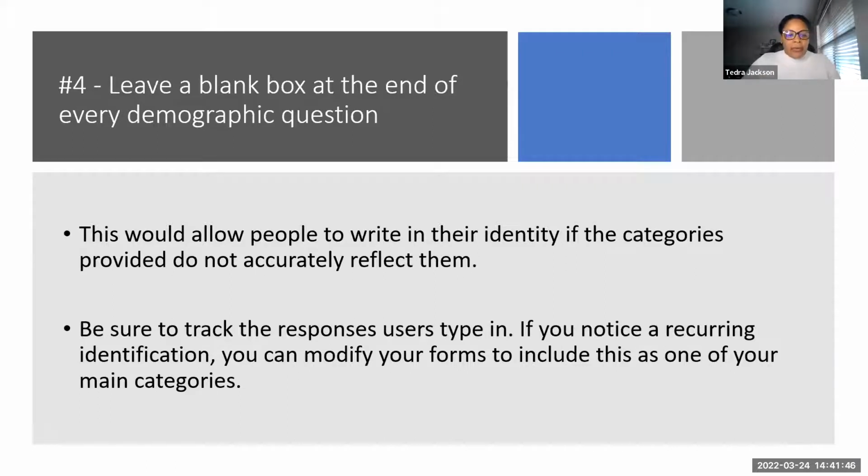Thanks, Maria. So the next best practice is to leave a blank box at the end of every demographic question. This is really you allowing people to write in whatever they feel best reflects them. Because some of the categories, the required categories, may not align with what people identify themselves as. And be sure to track the responses users type in. And if you notice something that's recurring, a lot of people identify themselves in one way that you do not have on your survey or on whatever tool you're using, then you can modify your form to add that category so that people really feel like they're a part of your activities or whatever it is that you're doing. It would really just help to validate them as participants. Next slide, please.